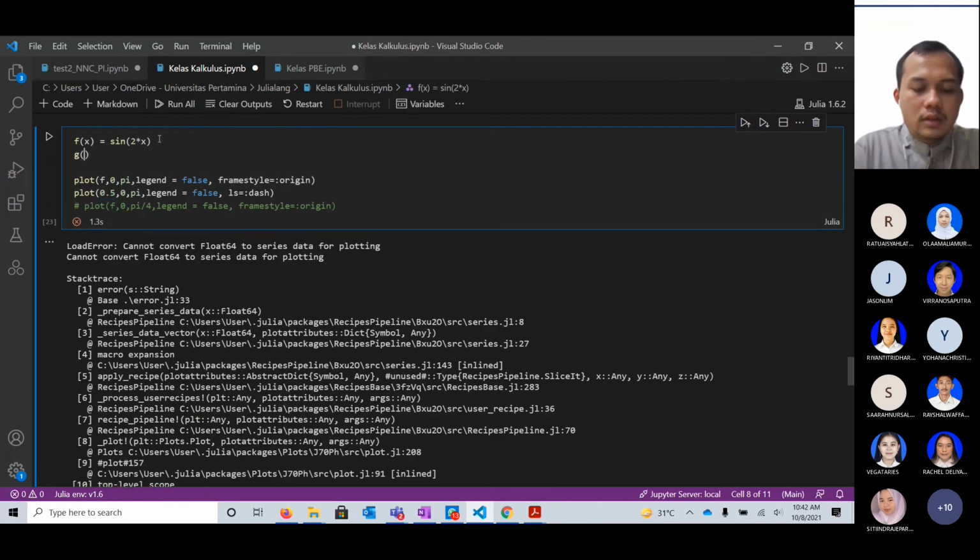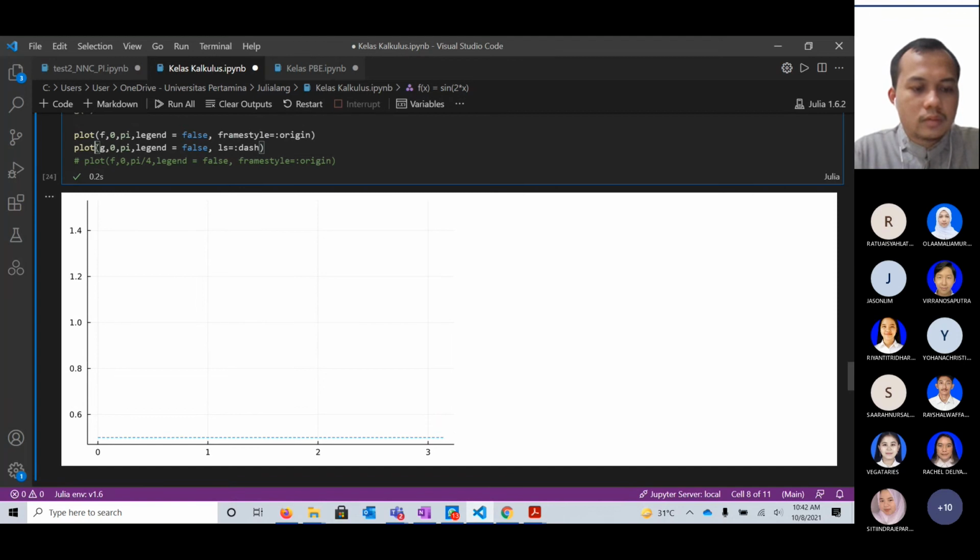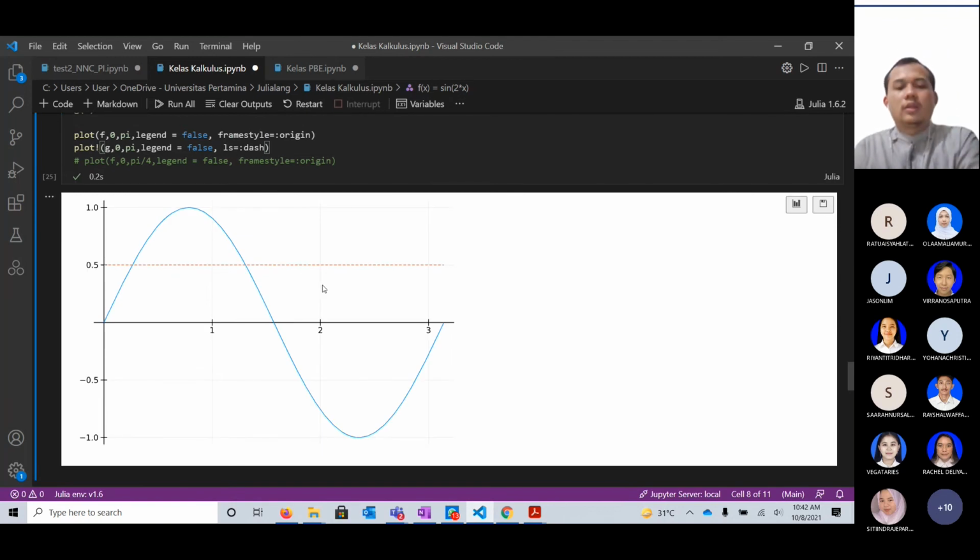Okay. G of x is equal to... this is g. Here we see in this dashed line, if we have a horizontal line like this, the horizontal line intersects the blue curve at least 2 times. In this case, in this domain from 0 to pi, this function is not one-to-one.